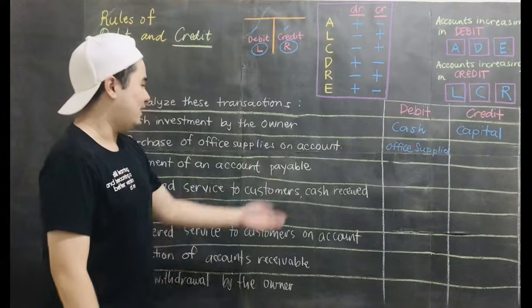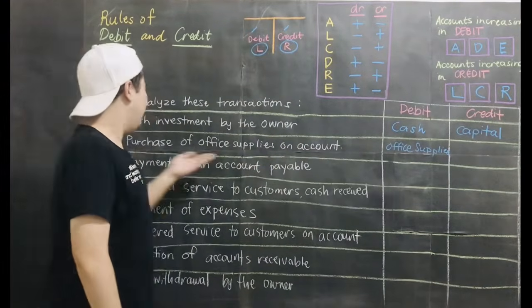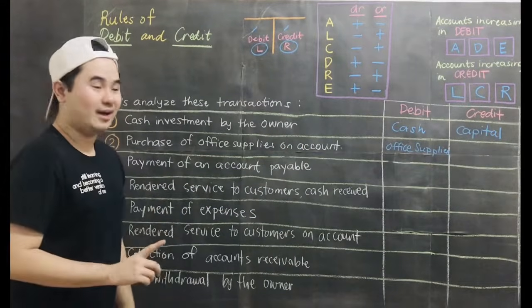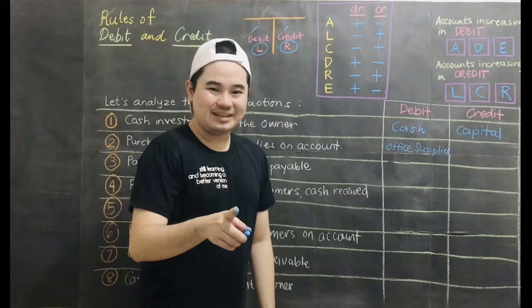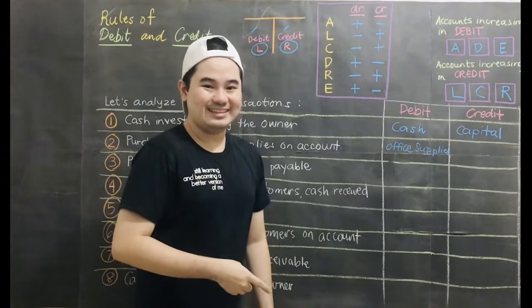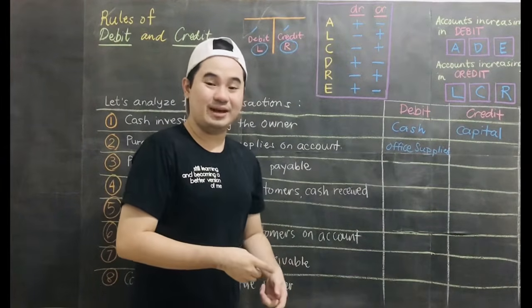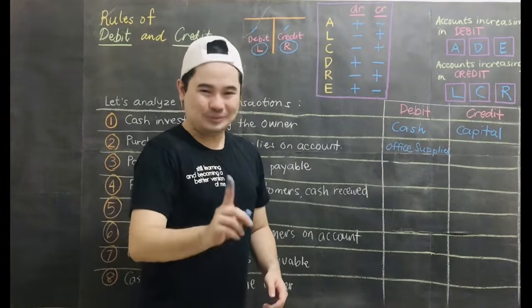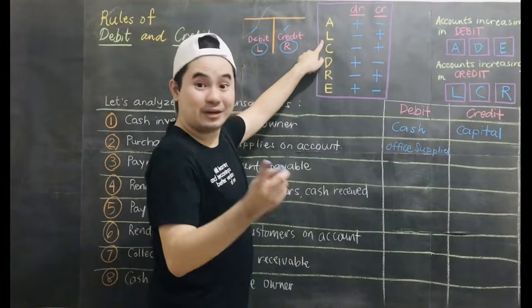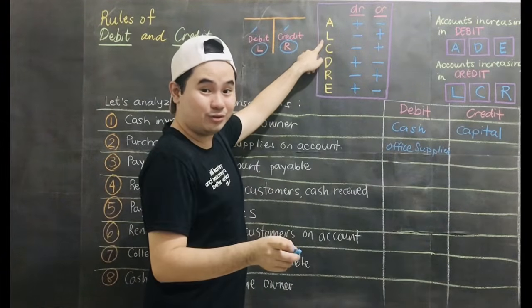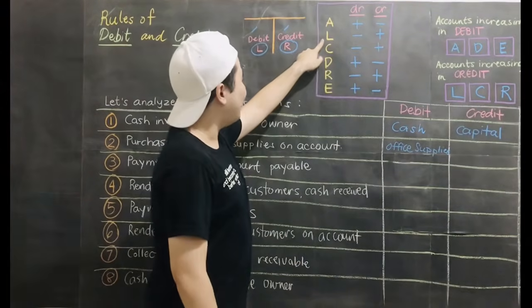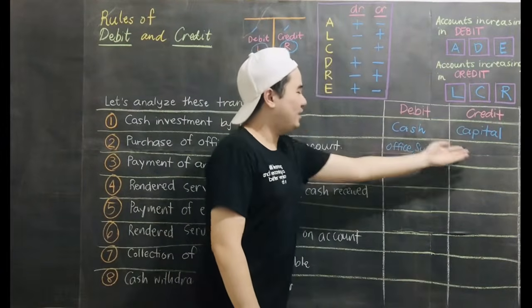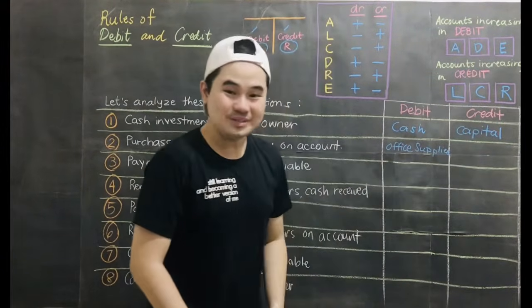Bayad na ba? Hindi. Nakalagay on account. Purchase of office supplies on account. Bayad na? Hindi pa. Utang pa. So, ano ang utang na gagamitin nating account pagka ganyan? If you remember in the previous lesson, di ba? Accounts payable. Ang accounts payable ay utang. And utang is liability. Nagkaroon tayo ng utang kasi hindi pa natin bayad yung office supplies, di ba? So, pag nagkakaroon ng utang, nilalagay sa credit. So, anong ilalagay natin sa credit dito? Accounts payable.